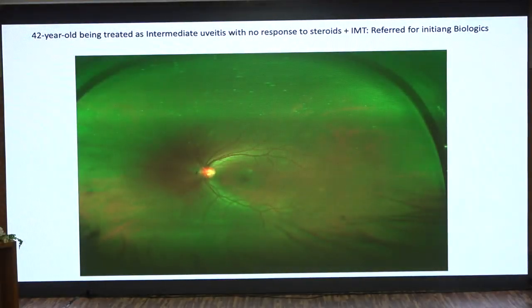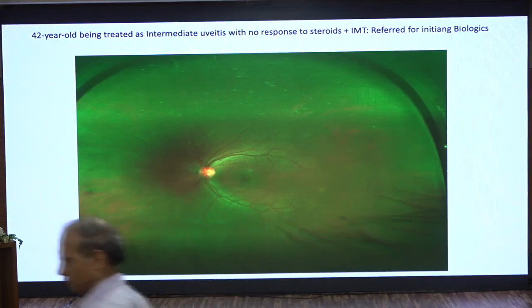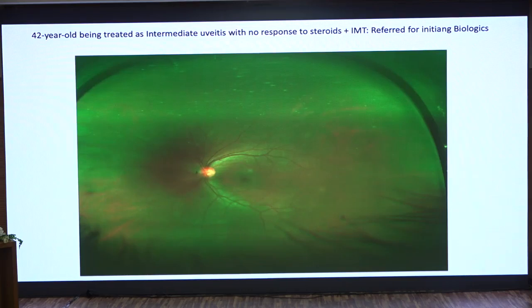Here is a 42-year-old super VIP being treated as intermediate uveitis in New Delhi, no response to steroids, has been to multiple centers. He has been given immunosuppressive therapy for 2 years and he did not respond. So the plan was to shift to anti-TNF, which is the biologics. So this is how he comes to us. Left eye, intermediate uveitis, refractory to therapy.